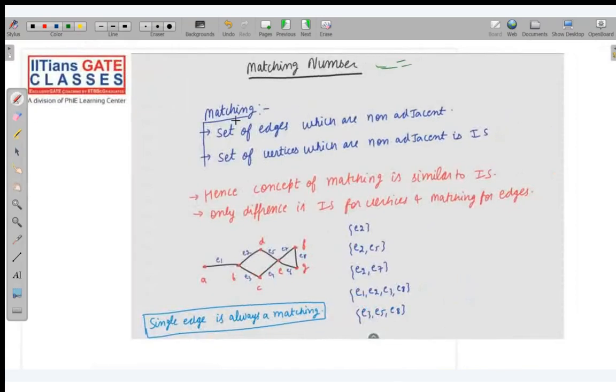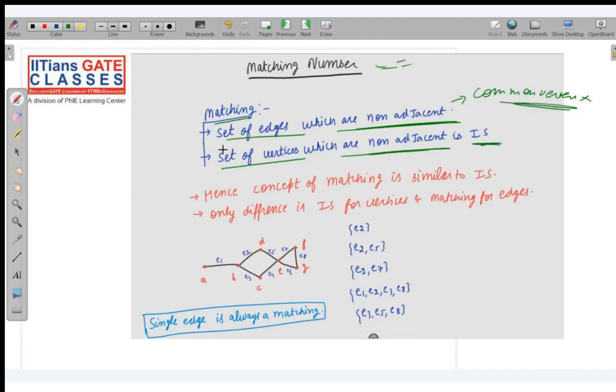Okay, so what is matching number? Matching means set of edges which are non-adjacent. Now set of vertices which are non-adjacent is independent set. Non-adjacent means a common vertex should not be there. So matching is set of edges which are non-adjacent, but set of vertices which are non-adjacent is independent set. So hence concept of matching is similar to independent set. So only difference is independent set is for vertices and matching is for edges.